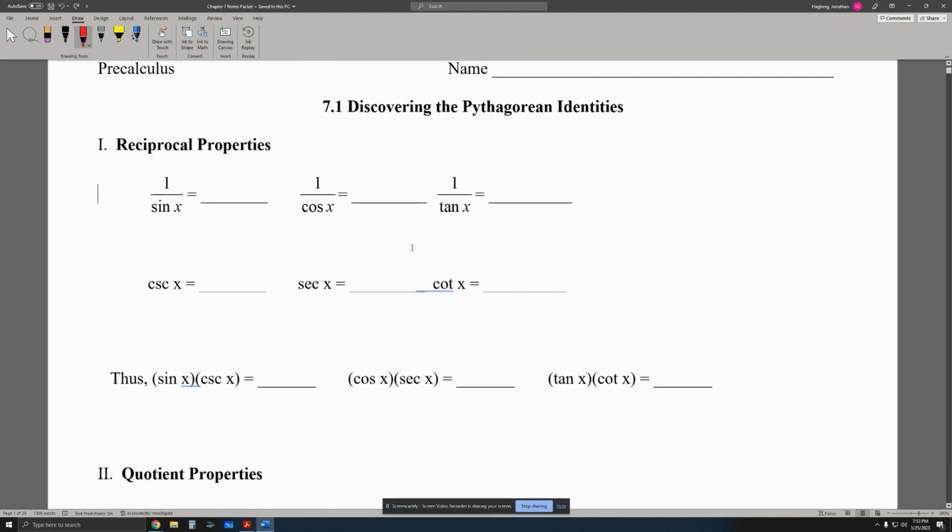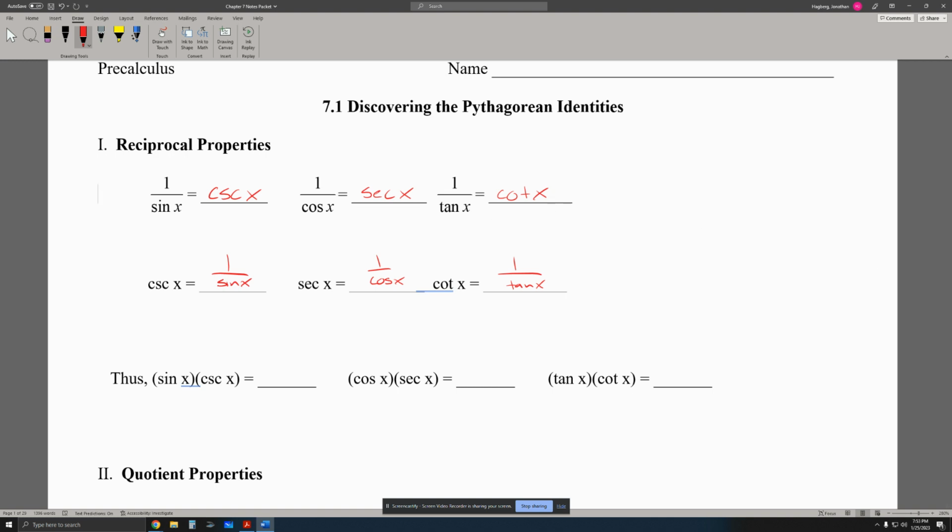We know that the reciprocal of sine is 1 over the sine, or the cosecant of x. We know that the reciprocal of cosine, or 1 over cosine, is the secant of x, and the reciprocal of tangent is the cotangent of x. Therefore, it follows that the cosecant of x is simply the reciprocal of the sine. The secant of x is the reciprocal of the cosine, and the cotangent is the reciprocal of the tangent. Okay, these are the definitions for the reciprocal functions.